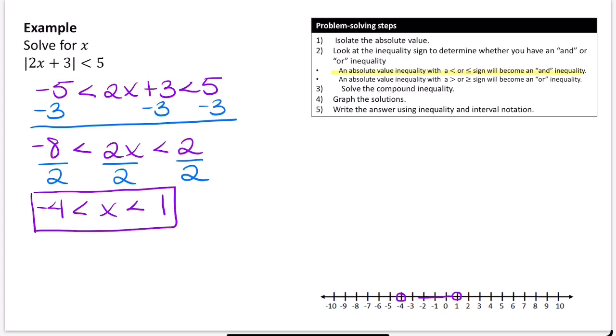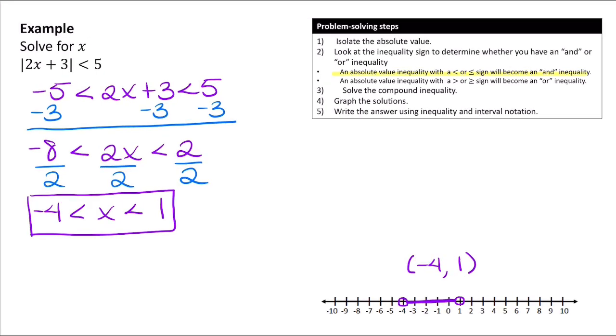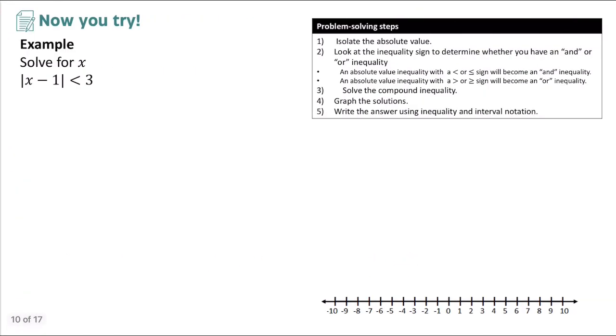Now I'm going to shade all in between these two endpoints, and now I need to write my solutions as an interval. Remember, open circle means open parenthesis, so I have negative 4, and then my other endpoint is positive 1, so that's how I write it in interval notation. Now you can go ahead and pause the video and try doing this example on your own.